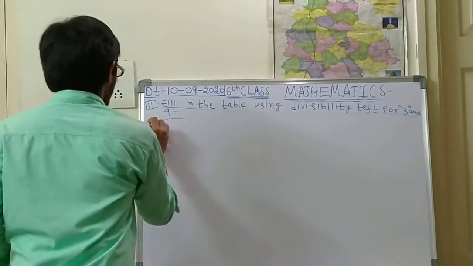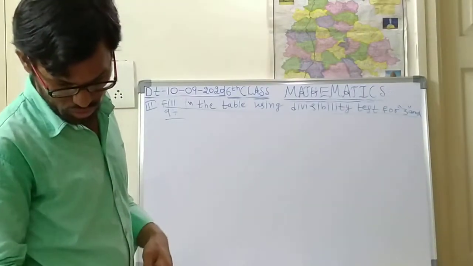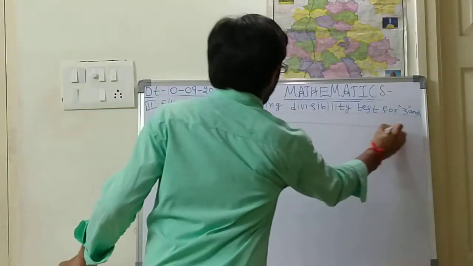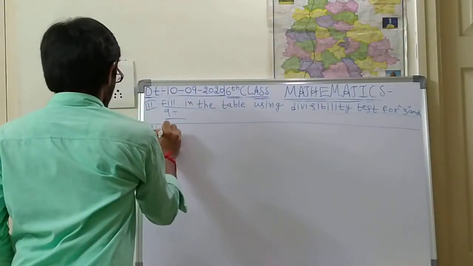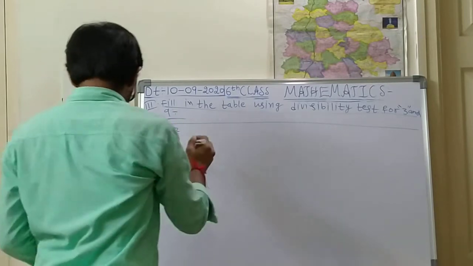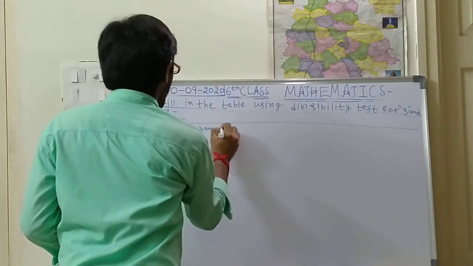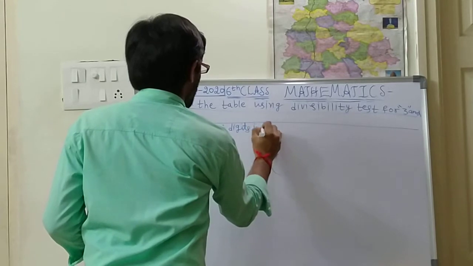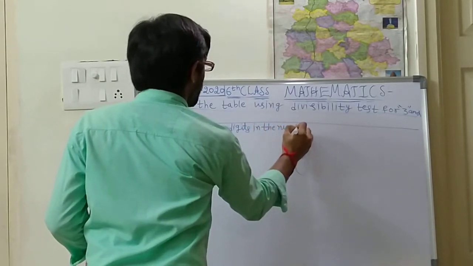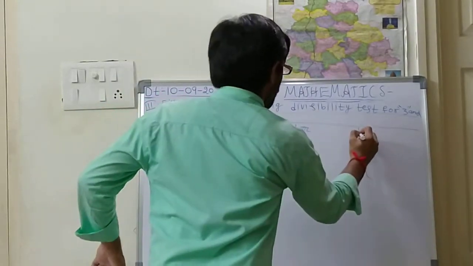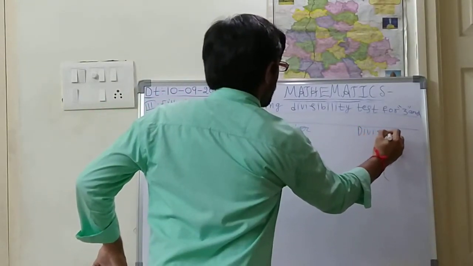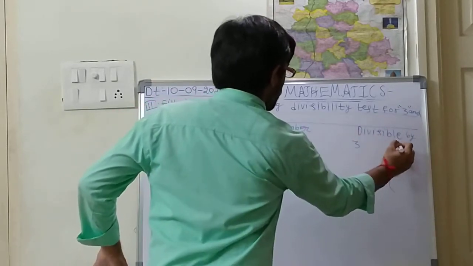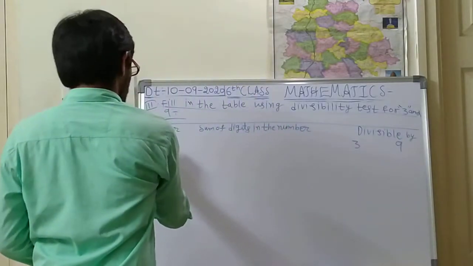So a table is given. Observe this table very carefully, children. The first column is the number. Next, the sum of digits in the number. Next, divisible by 3 and 9. Like this it is given.